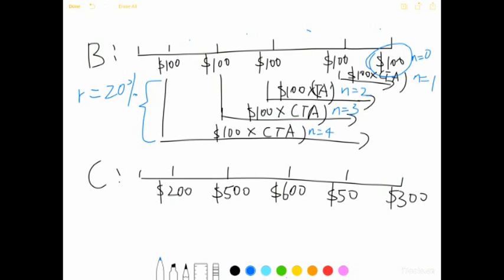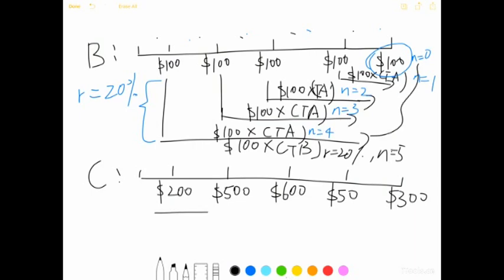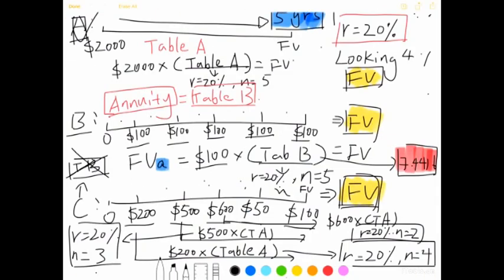And then when you add all of them together, it should be exactly the same thing as when you use $100 times table B factor with R equals 20% and periods equals 5 periods, right? So as you can see, you can use table A factor even for scenario B, except that it's going to take a longer time. And table B is more like a shortcut for you to calculate an annuity. But when it's not an annuity, you've got to make sure that you are using table A to calculate each period's present value, future value one by one.